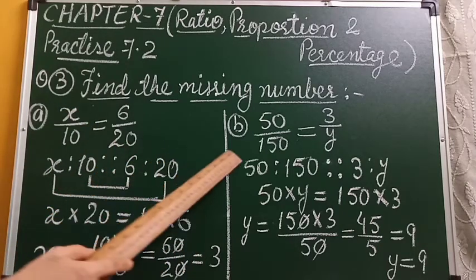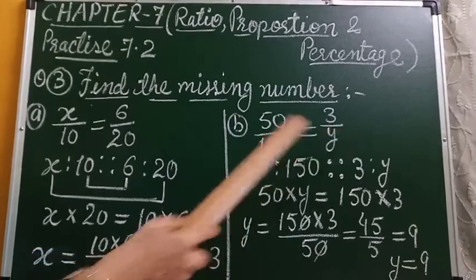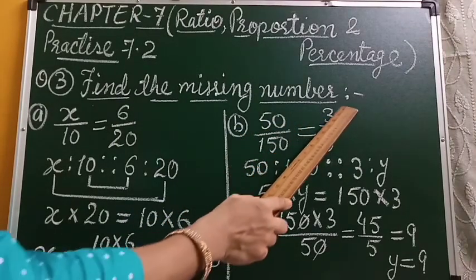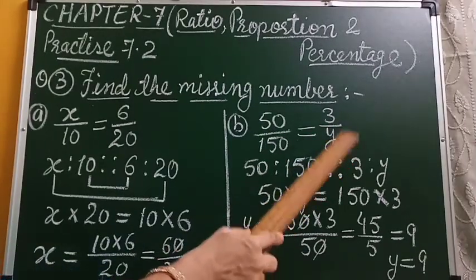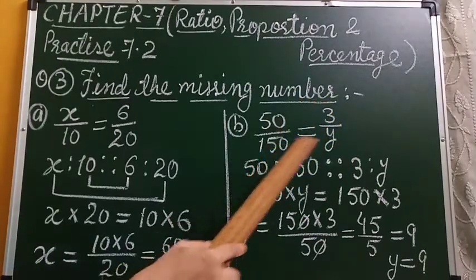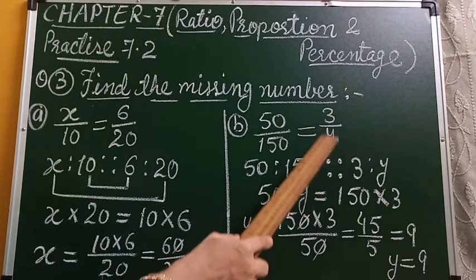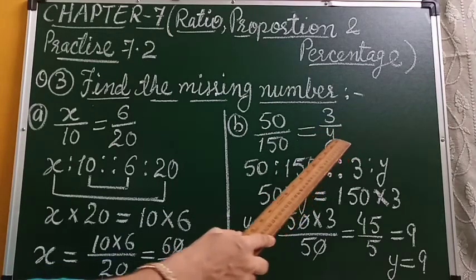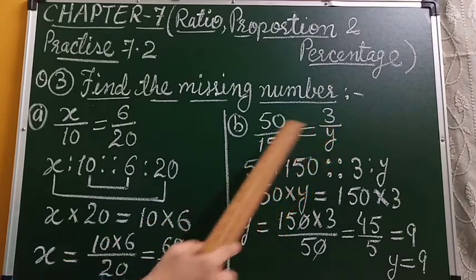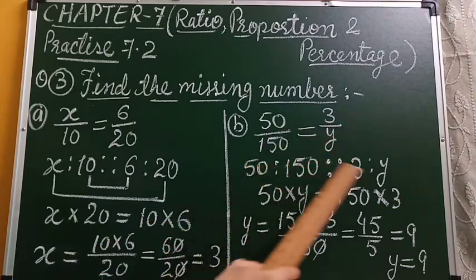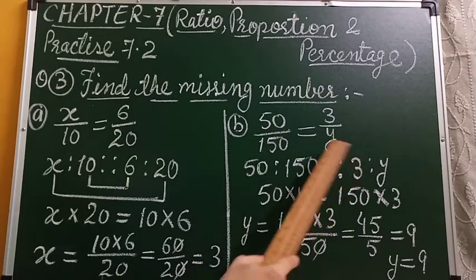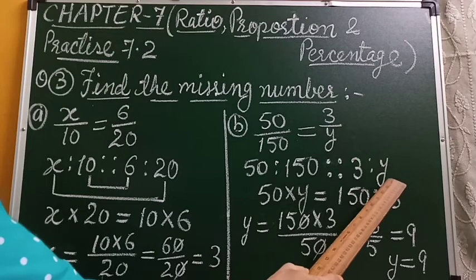In the next question, again two fractions are given. 50 divided by 150 equals 3 divided by y. So here 3 terms are given and one term is missing. So we have to find the missing term, that is y here. When two fractions are equivalent, we can write them in proportion. So we can write 50 is to 150 proportion to 3 is to y.